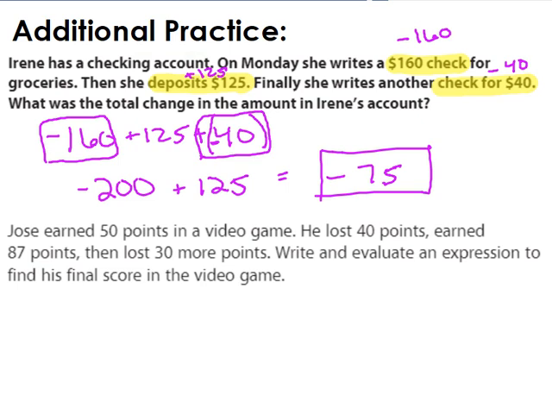Okay, try this third one on your own. So the first thing I want you to do is write the problem first. That's why it says write and evaluate. So write and evaluate an expression. That word write, an expression right there. So I want you to write the problem first and then try to solve it on your own and see how you do. Okay, so Jose earned 50 points. So he earned 50 points.